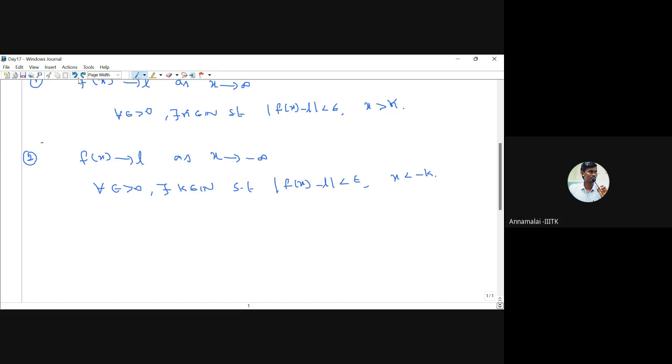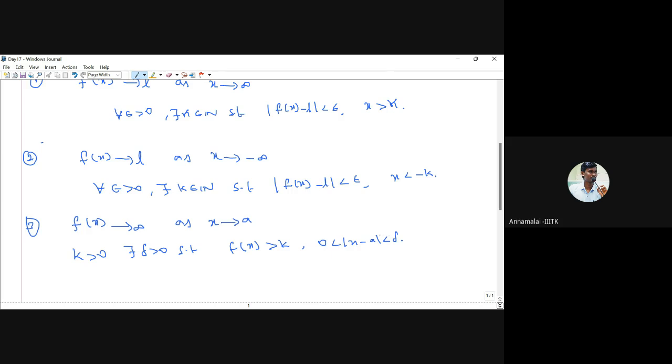Now we take L infinite and a finite, so x goes to a finite number. What is the definition of this? That is, the third definition. Suppose f of x approaches infinity as x approaches a. So what is the definition? Given any k greater than 0, there is a delta greater than 0 such that f of x is strictly greater than k whenever 0 is less than modulus of x minus a, which is less than delta.